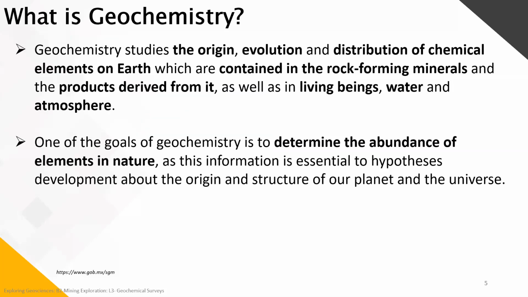So first of all, what is geochemistry? Geochemistry basically studies the origin, evolution, and distribution of the chemical elements of the earth, which are contained in the rock-forming minerals and the products derived from it, as well as in living beings, water, and atmosphere. So geochemistry basically studies how our rocks and minerals are changing through time based on temperature, pressure, and the environment conditions. One of the goals of geochemistry is to determine the abundance of the elements in nature, as this information is essential to hypotheses development about the origin and structure of our planet and the universe.